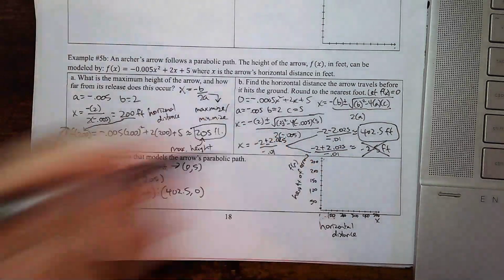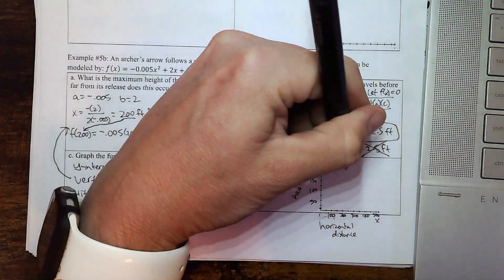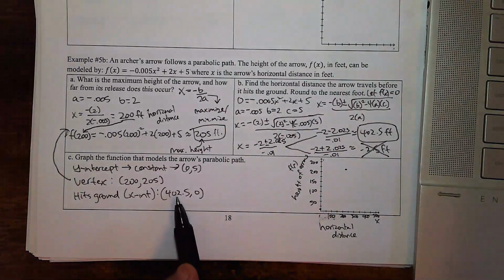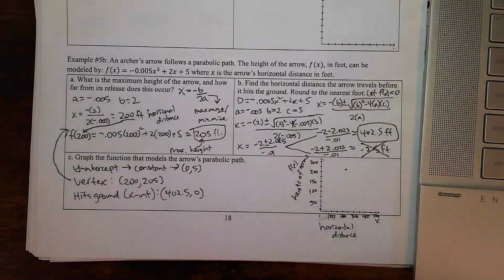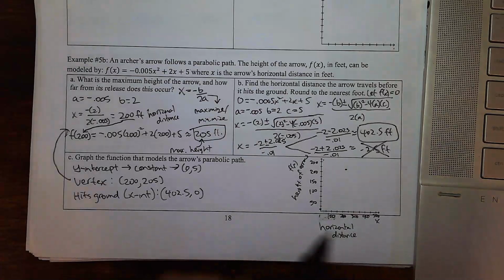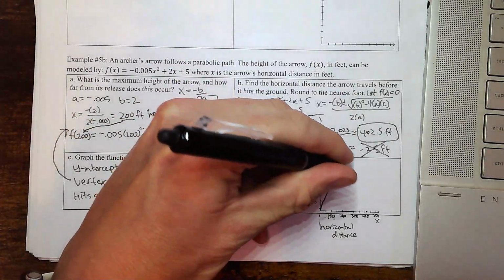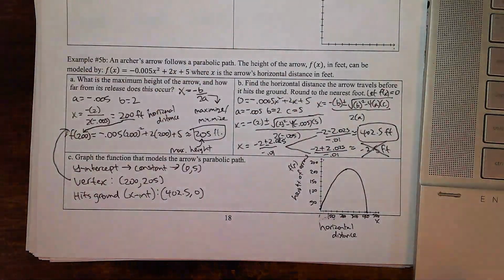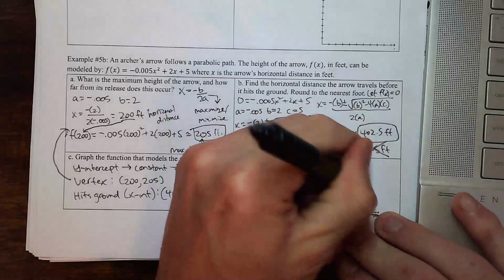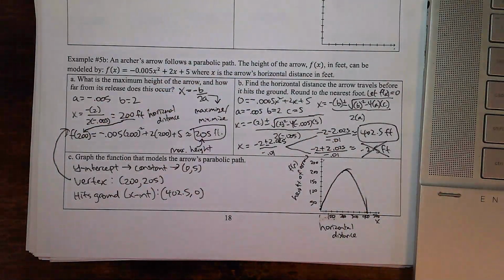So 0, 5 is down here. Okay. The vertex is 200 and 205. By the way, that y-intercept is basically the height that it's released from. Whoever the person might be, you're releasing the arrow a little bit underneath your true height. So they're releasing it 5 feet from the ground and it goes up. It comes back down at 402.5. And so it would look like this. And you're going to kind of round it there. And then it comes back down like that. There's a sketch of the graph. And let me try that a little bit better there. So this would come down and then hit there. All right. So there's your sketch of the graph for the arrow's parabolic path.